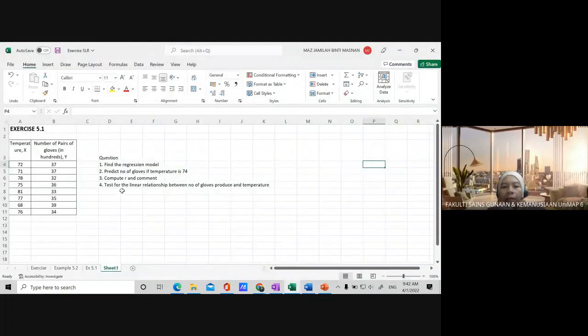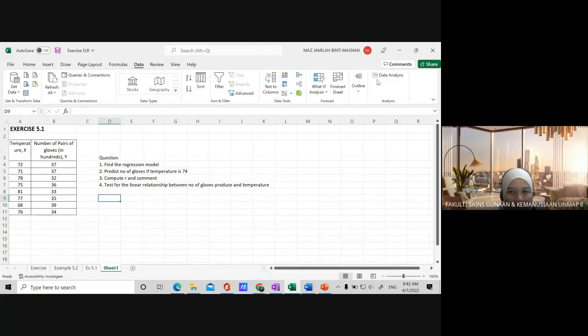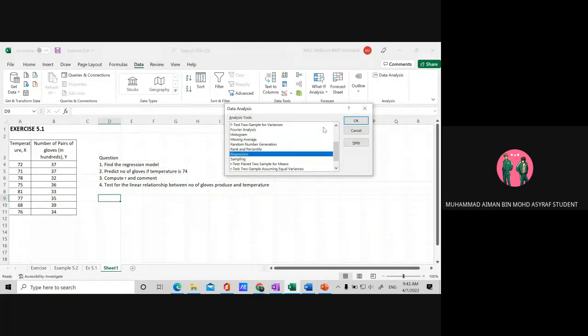Ready with the data? Now, find the regression model. What would you use to find your regression model using your Excel, class? What would be the one that you need to use? Easier way: go to data, analysis, and then go to the regression one.